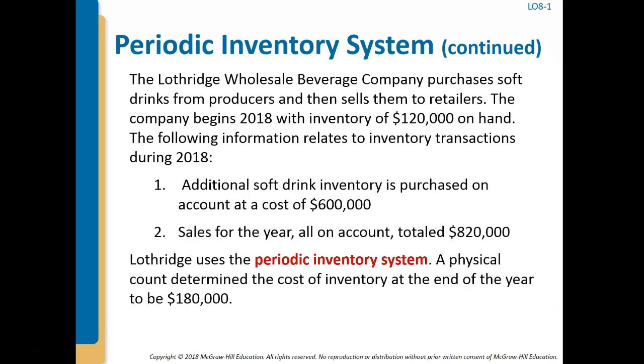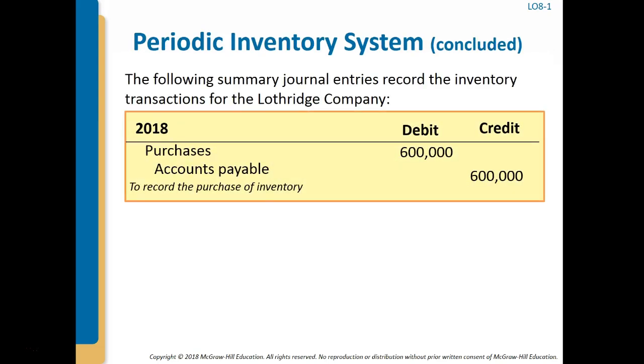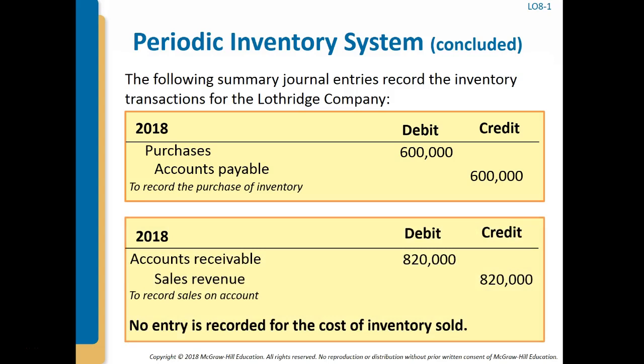So we're going to take a look at the periodic system using the Lothridge Wholesale Beverage Company example. We know, as we talked about earlier, the various items, but now we're going to use the periodic inventory system for all the same information. So first we record purchases made during the year by debiting purchases for $600,000 and crediting accounts payable for the same amount since they're made on account. Next, an entry is made to record sales on account. No entry is recorded for the cost of inventory sold.